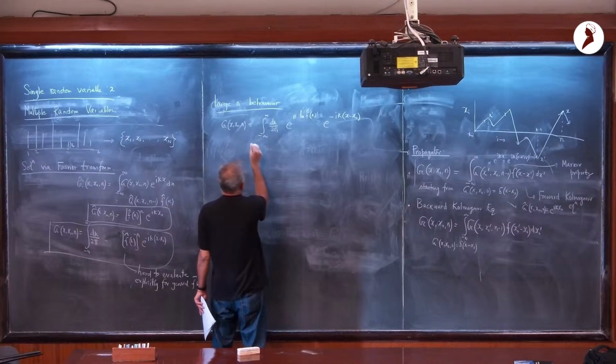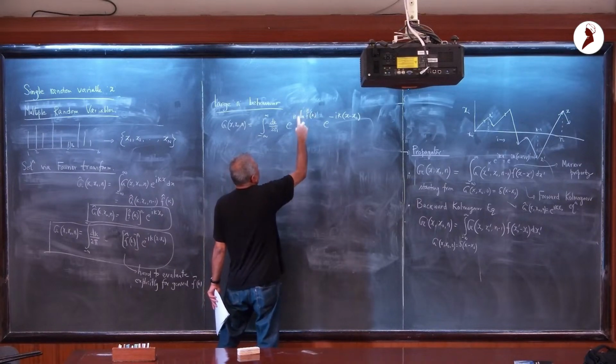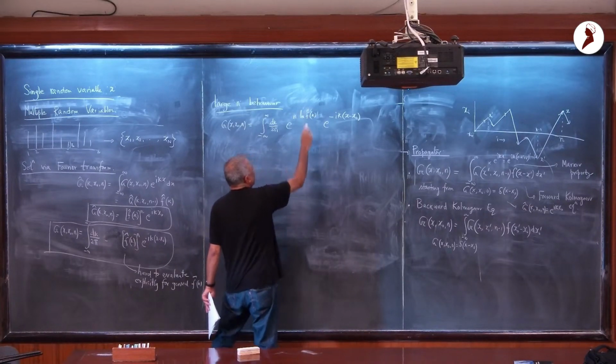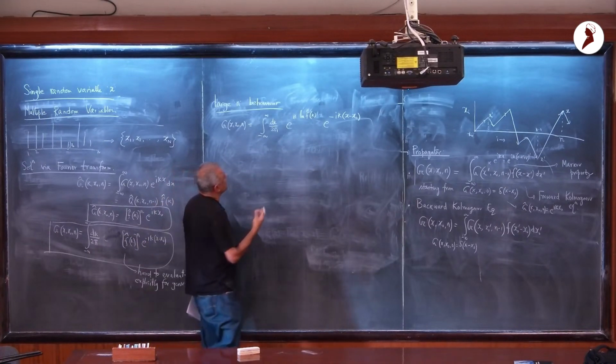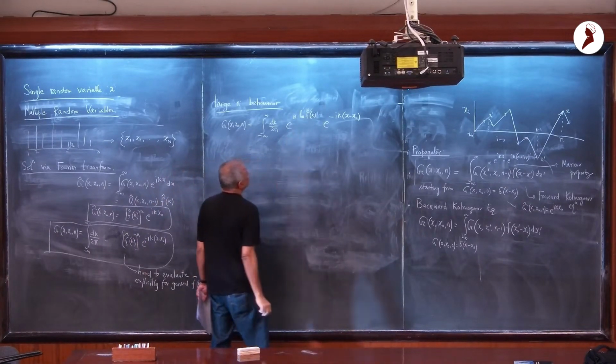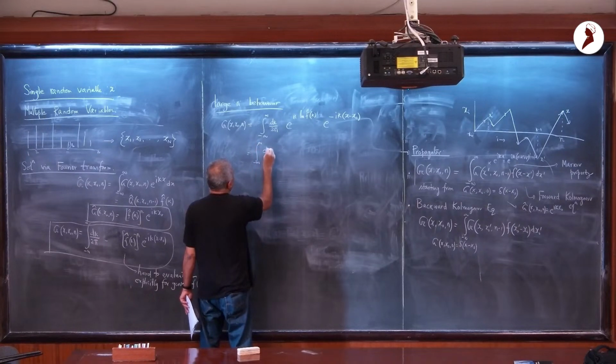Basically, for large n, the dominant contribution to this integral will come from the region where log f hat of k is the smallest, which means that k must be close to 0. Then I can just use an expansion, and you see why it was important to do this small k expansion of f hat of k.